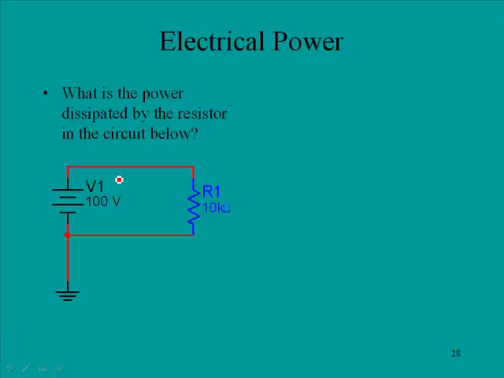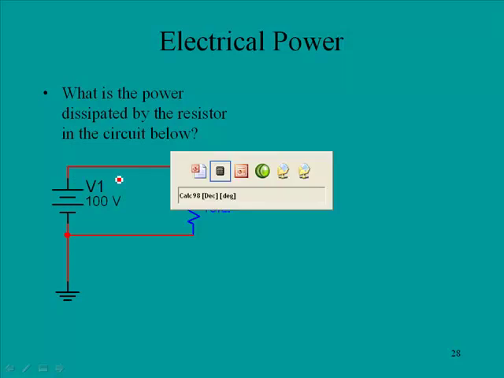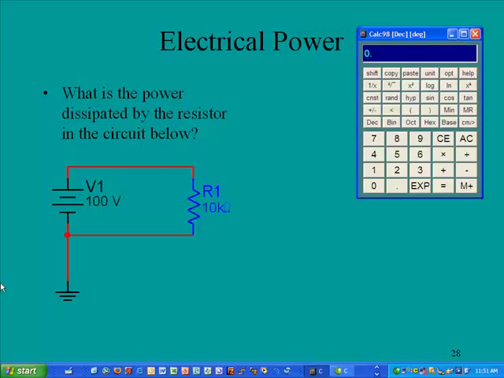And here we have a simple circuit. What is the power dissipated by the resistor in the circuit below? Let's see if I can bring up my handy little formula. To calculate current, remember we divided voltage by resistance. So if we said 100 divided by, and this is a 10k ohm resistor, 10 exponent 3, and equals, we would have a current of 10 milliamps.